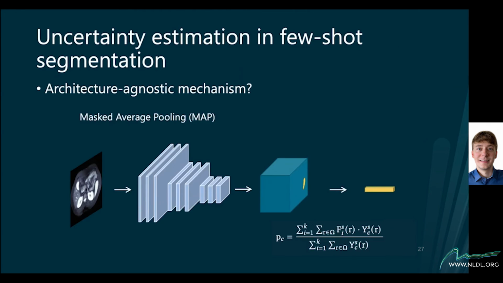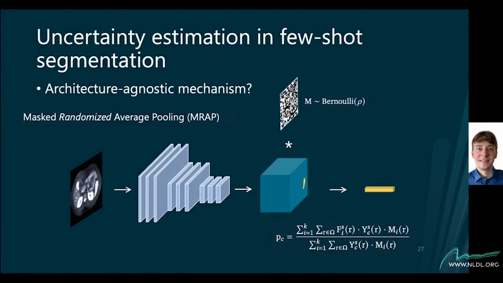The way we can do this is to consider the masked average pooling which we're doing. We compute the features, and then do this masked average pooling to compute the prototype. Instead of the masked average pooling, we introduce a Bernoulli mask in order to introduce randomness. So we have this masked randomized average pooling, and then we can sample multiple foreground prototypes, and we get a distribution over the foreground prototypes.